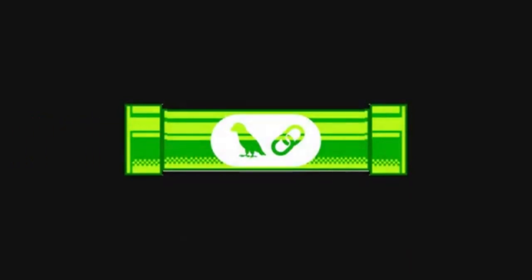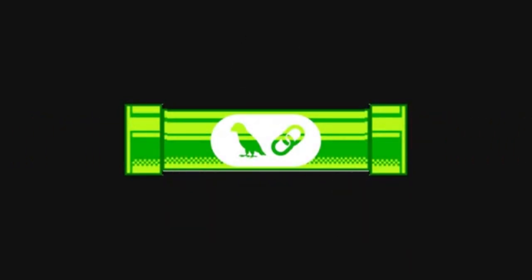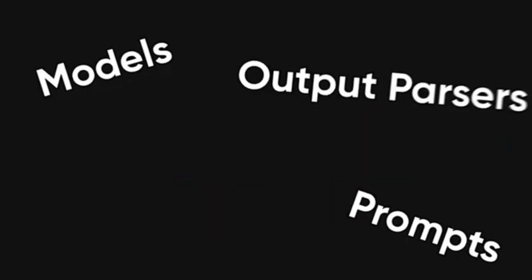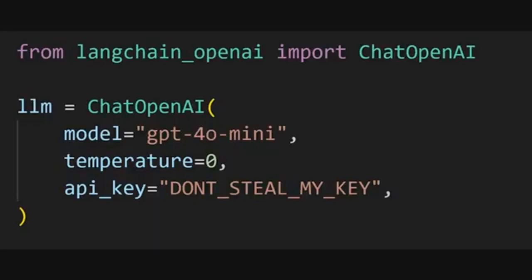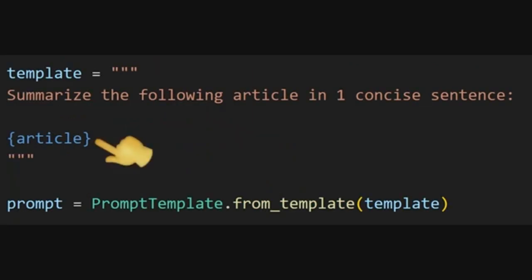At the core of LangChain are chains, which are basically pipelines. You give them input, the model processes it, maybe calls a tool, cleans the output, and passes it along to the next step. Models, prompts, and output parsers are all modular, so you can swap OpenAI for Anthropic or a local model in one line. Prompt templates let you inject variables like city or article or query without rebuilding your entire prompt every time.